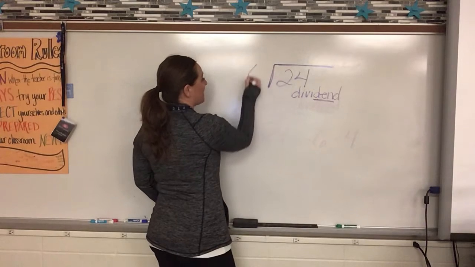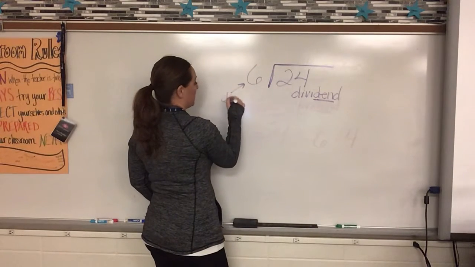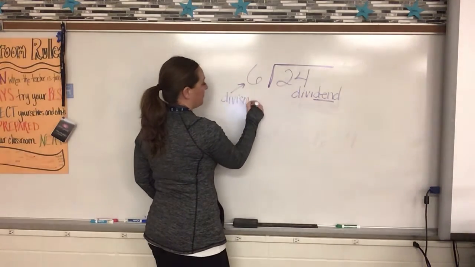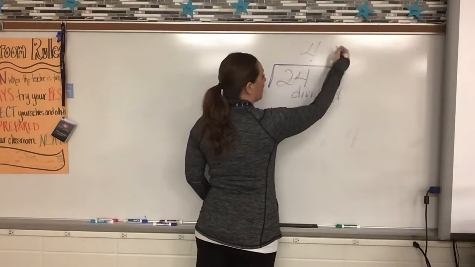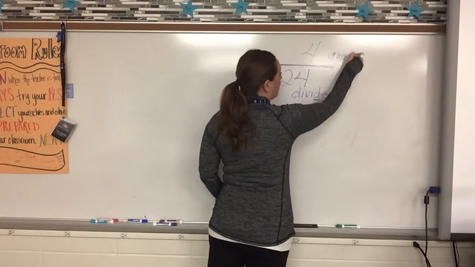The number on the outside is called the divisor. And the final answer of a division problem is called a quotient.